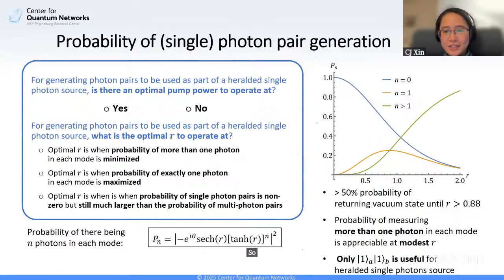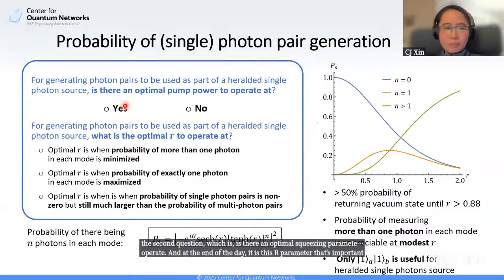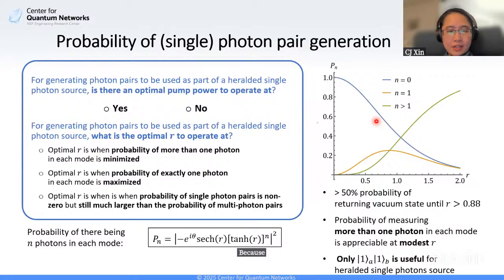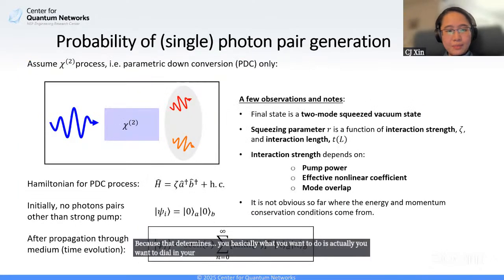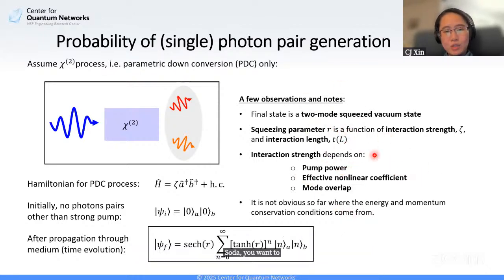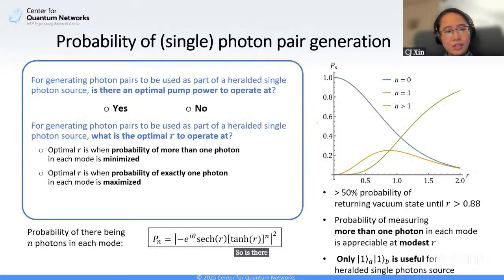To answer this question, I'll take the scenic route and work backwards from the second question, which is, is there an optimal squeezing parameter R to operate at? At the end of the day, it is this R parameter that's important, right? Because what you want to do is dial in your R parameter, so you operate at a pump power that gives you a specific R. So is there an optimal R to operate at?